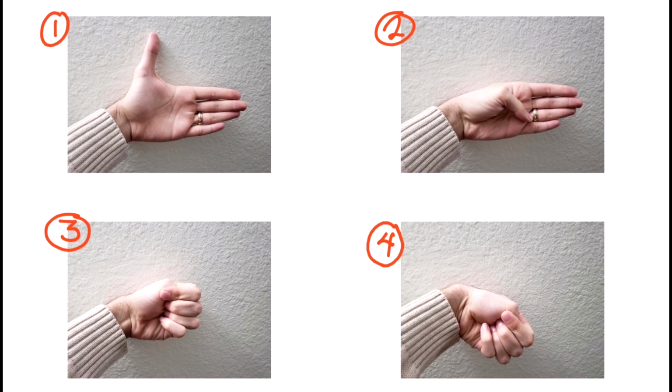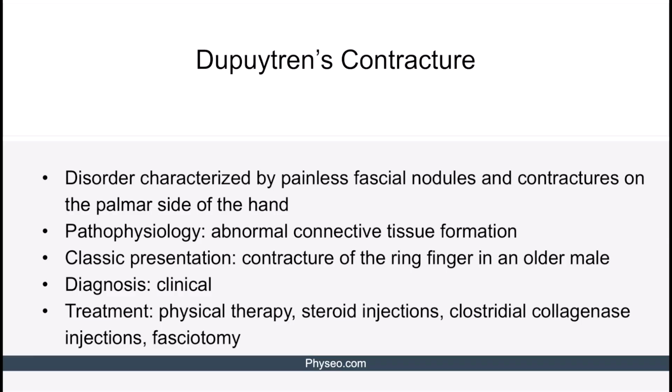The presence of significant pain on ulnar deviation of the wrist with the thumb flexed inside a closed fist is considered a positive Finkelstein test and is strongly suggestive of de Quervain tenosynovitis. Dupuytren's contracture is an autosomal dominant disorder characterized by painless fascial nodules and contractures on the palmar side of the hand. The disorder stems from abnormal connective tissue formation in the palmar fascia as a result of myofibroblast overactivation. The classic presentation on exam is contracture of the ring finger in an older male.